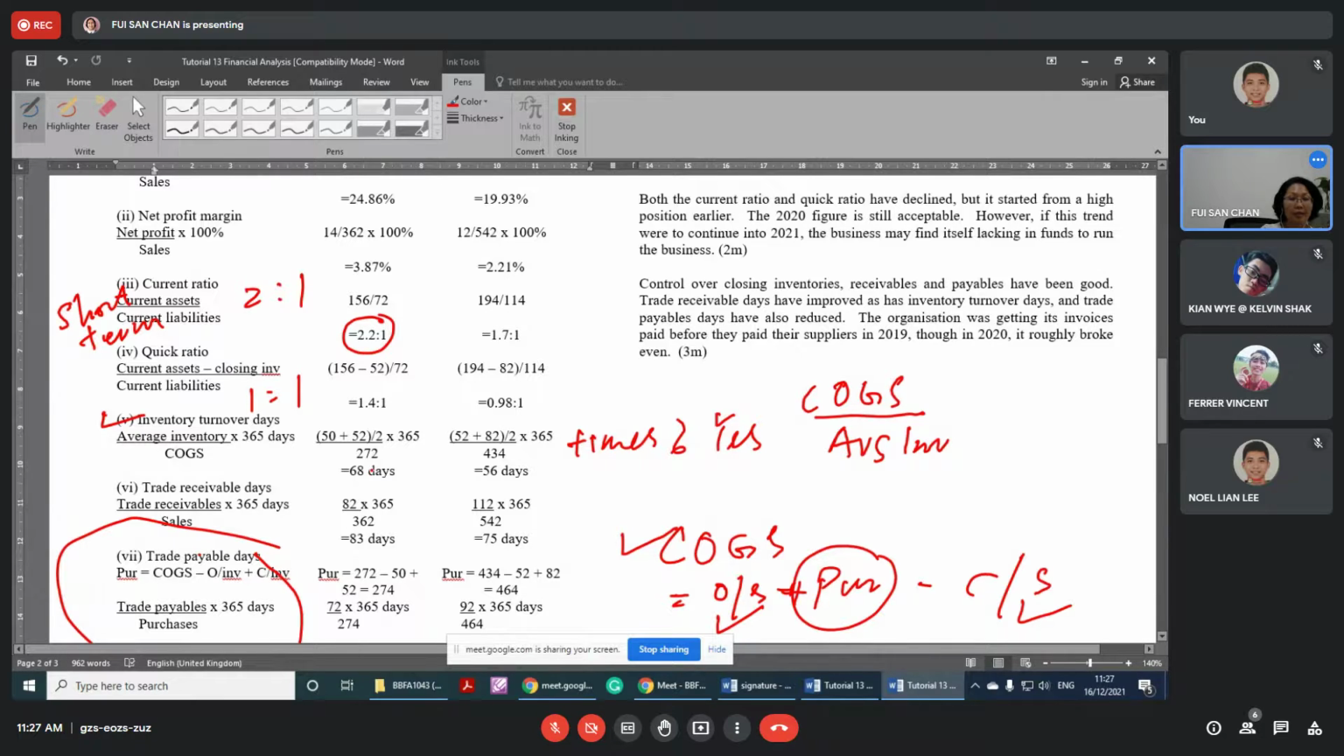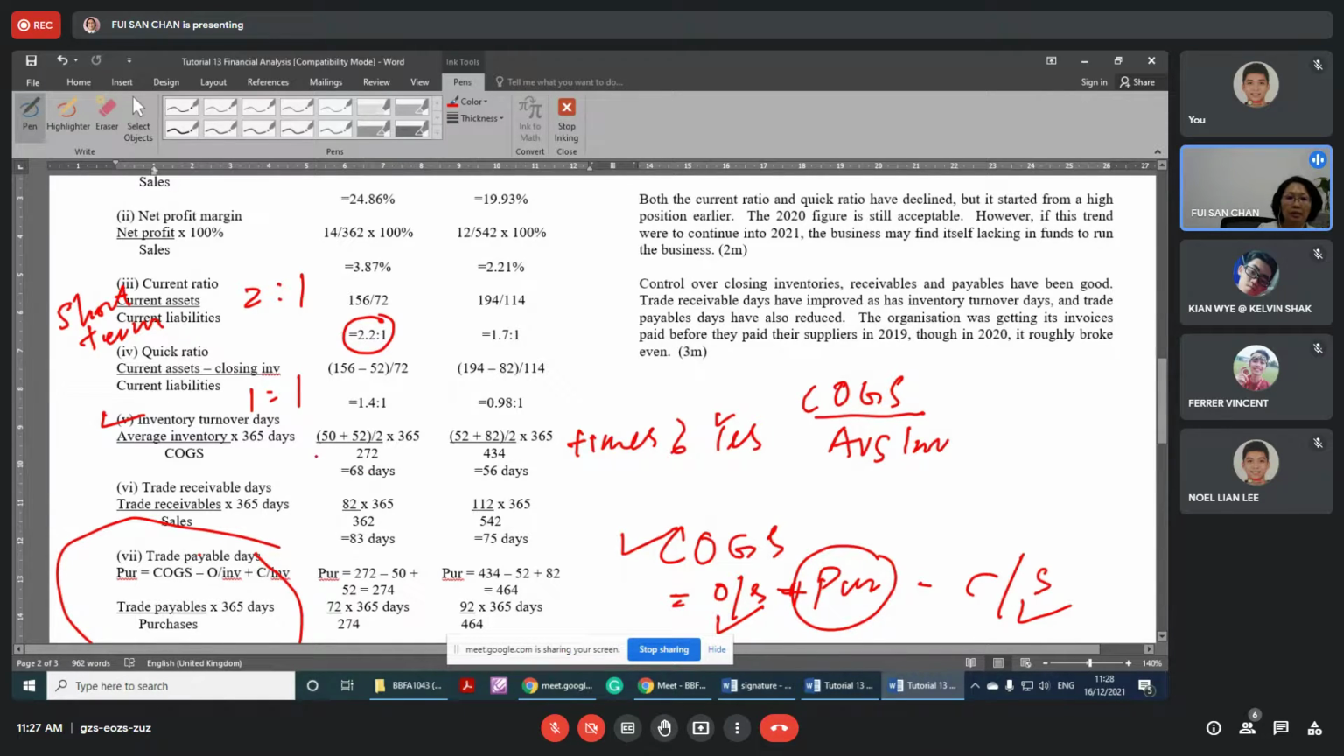Now, in terms of days, the shorter the days, the better. Meaning the shorter the days you hold the inventory, the better, right? If you hold it for a long time, meaning you cannot sell, correct? And some products, like handphone, like computer, the latest version keeps coming. So if you can't sell it fast, who still wants to buy the old model? Nobody wants to buy the old model, right? So meaning you are making a loss at the end, right?